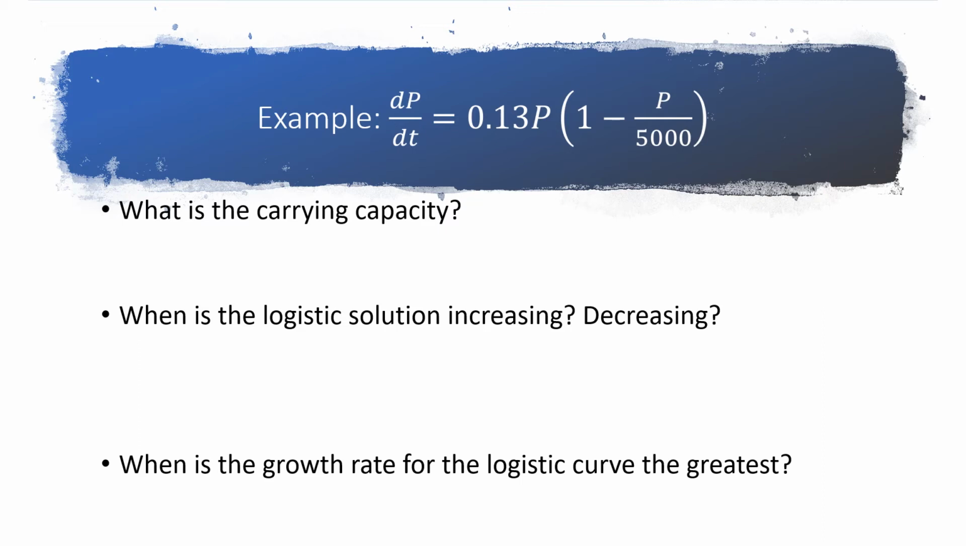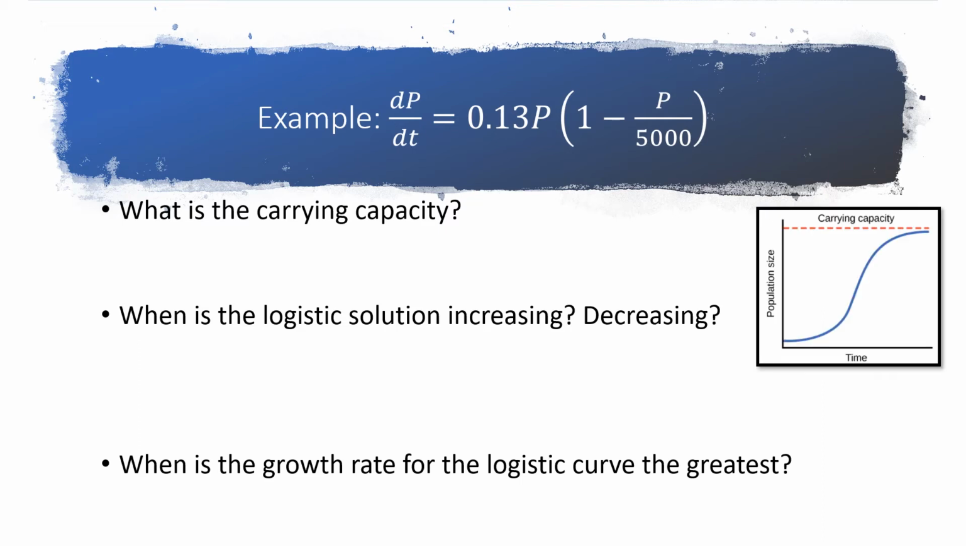All right, so since this one's already written in our form, the first question is asking what's the carrying capacity. Remember, the carrying capacity is the largest amount the population can go to in a particular environment. And so our carrying capacity in this little graph to the right is this dotted line at the top. It's saying, hey, you're going to grow up to this point, and then you're going to start leveling off. Because that differential equation is written in the correct form of the logistic growth, I know that my big K, or my carrying capacity, is the number underneath the P in the last part of my equation. So where it says P over 5,000, 5,000 is my carrying capacity.